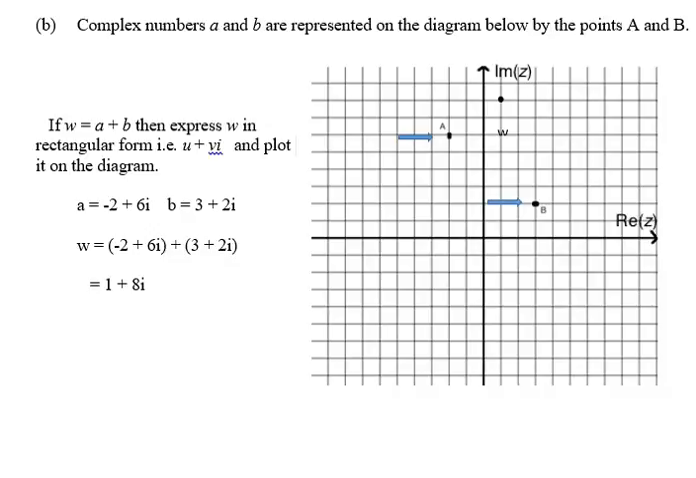Now, in question B, our first step is going to be to read the coordinates for points A and B. So B is 3 across and 2 up, 3 plus 2i, and A is negative 2 plus 6i. W then is A plus B. Add them together, 1 plus 8i. Make sure you mark that point on our Argand diagram. So W is sitting up here.